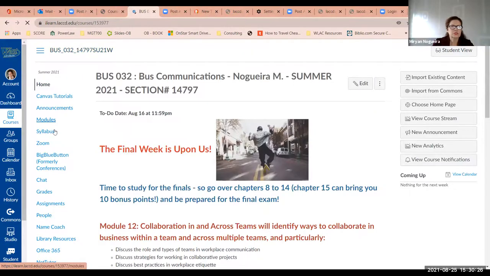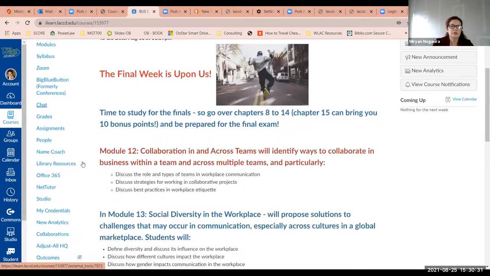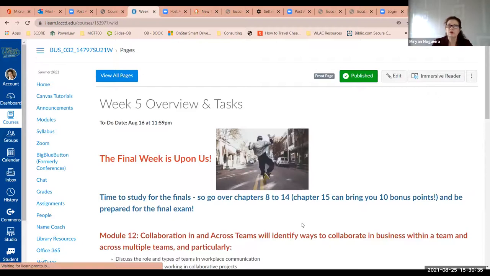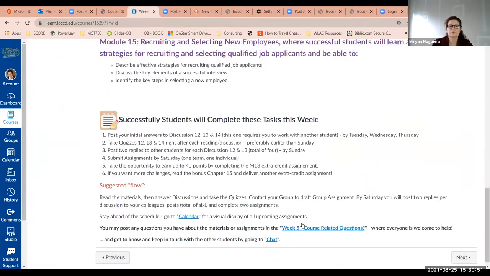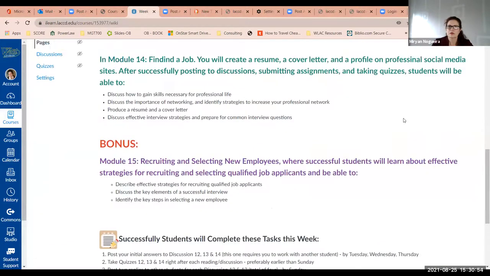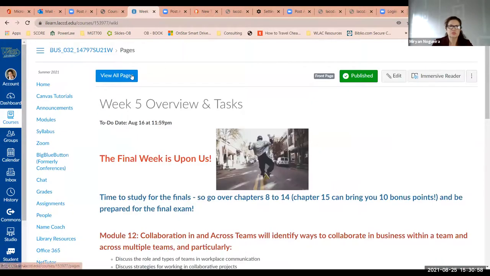In talking about pages, I have hundreds and hundreds of pages. You wouldn't believe. And pages is very, very fun to use. What I'm trying to do after the last course I took is take any kind of PDF that I have and change it, making a page instead of having the PDF, because it's easier to manipulate. It's also easy for students to read. And talking about pages, let me just open view all pages.